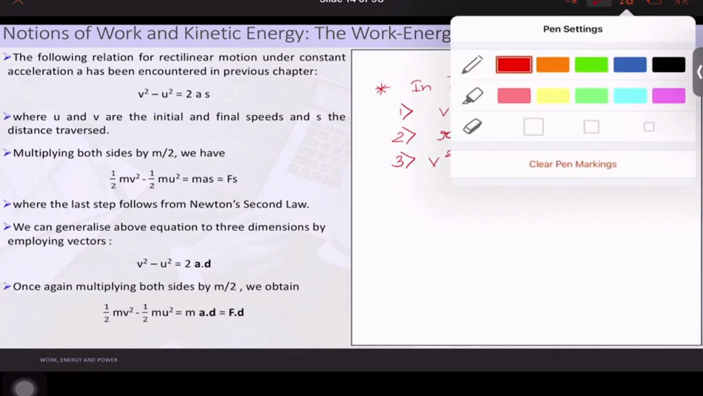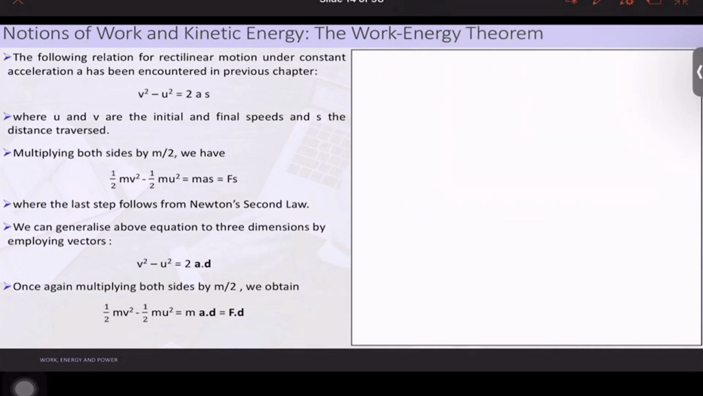Now let us start understanding whatever is written. The following relation for rectilinear motion. What is the meaning of rectilinear motion? Rectilinear motion is a motion in a straight line under constant acceleration. I just explained that these kinematic equations are valid when acceleration is constant. The following relation for rectilinear motion under constant acceleration A has been encountered in the previous chapter. What is that relation? It is V square is equal to U square plus 2AS. I can also write this as V square minus U square is equal to 2AS.